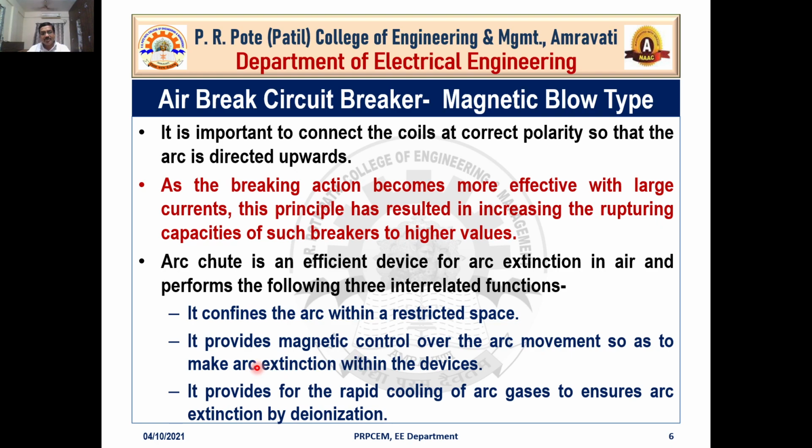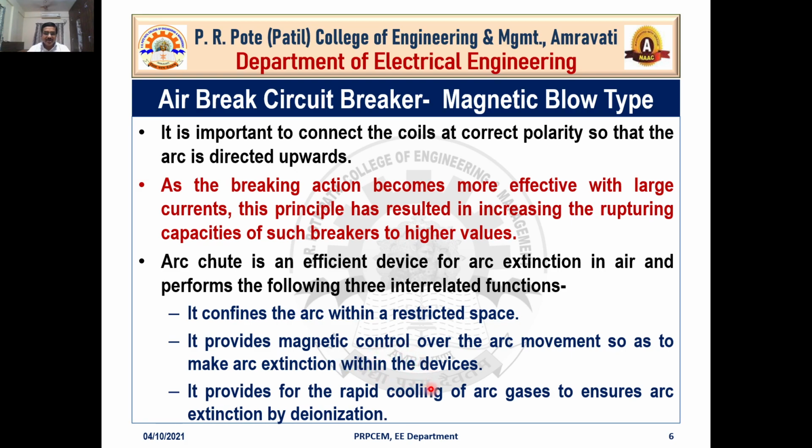Then second, it provides magnetic control over the arc movement so as to make the arc excitation within the device only. So there is a magnetic control which directs the arc to move in the upward direction, in the direction of the horn gap which we made as an arrangement inside the circuit breakers. And that way this arc will be confined within that particular device only.